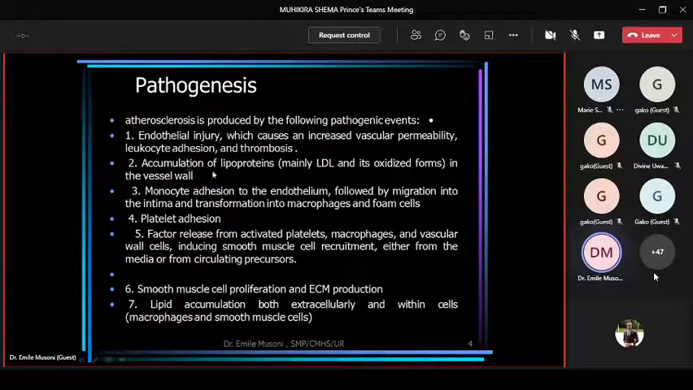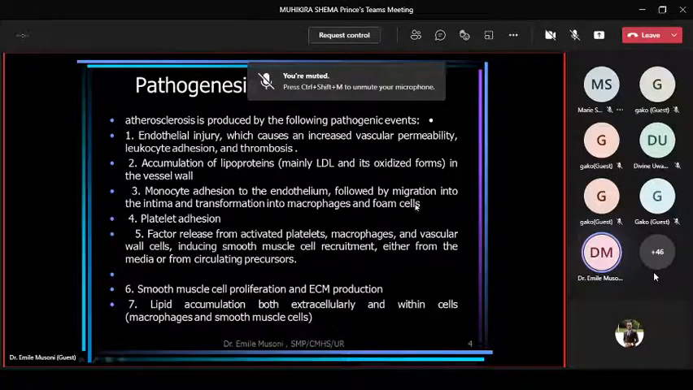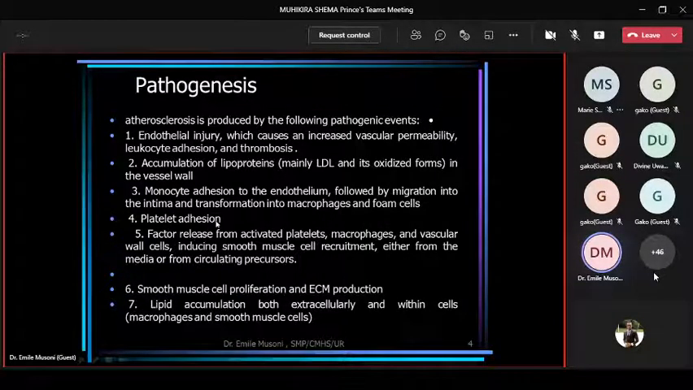So there will be accumulation of the lipoproteins, mainly low-density lipoproteins. I hope you have done your biochemistry, high-density lipoprotein and apoproteins in your biochemistry. These are also found in the case of atherosclerosis. Monocyte adhesion, monocyte here being like a macrophage, to the endothelium. Then followed by migration into the intima and transformation into macrophage and foam cells. Those foam macrophages. There will also be platelet adhesion.